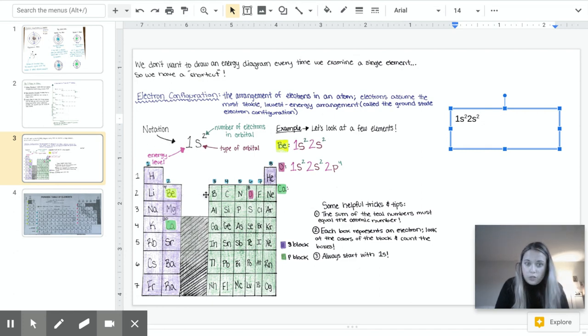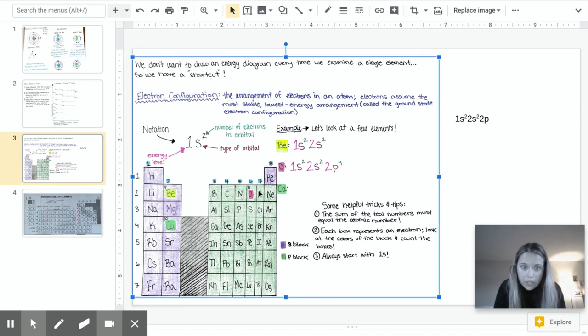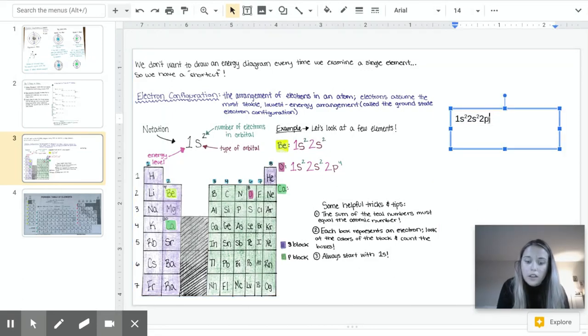Now we got to go over to our 2p block. Okay, so we're in our 2p. I know it's p because these are green. So we have 1, 2, 3, 4, 5, 6. We go all the way to the end, so it's going to be 2p6. Okay? Have we made it to calcium yet? No. So now we're at our third energy level. So we're at 3s, because these are purple boxes, and we have 1, 2 of them.